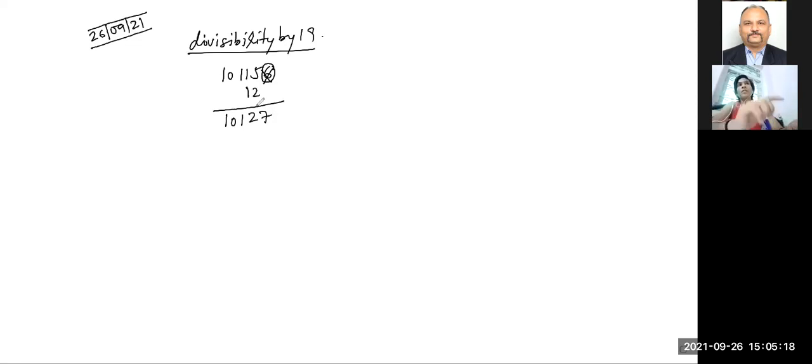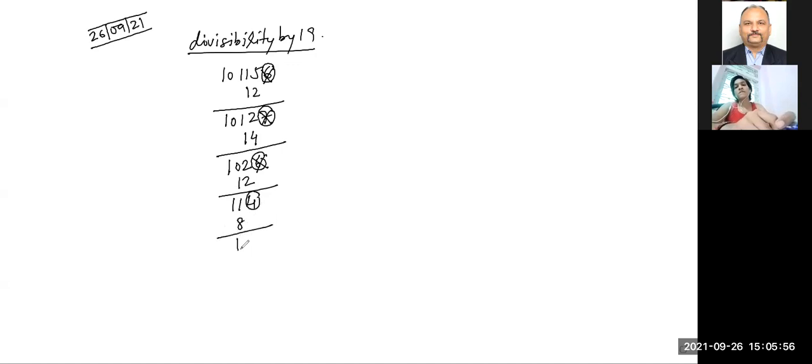Yes. Now again I took the last number, that is 7, and make it double, so 7 double will be 14, and make the 7 cancel. So now once I'll add again, 1026, correct? Again I'll do the same process with the 6. I'll just cancel the 6 and double will be 12, so it will be 114. Now again I'll cancel the last one and make it double, it will be 8, so it will be 19.